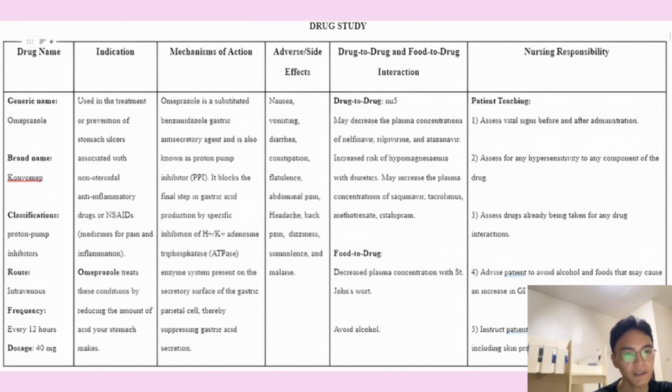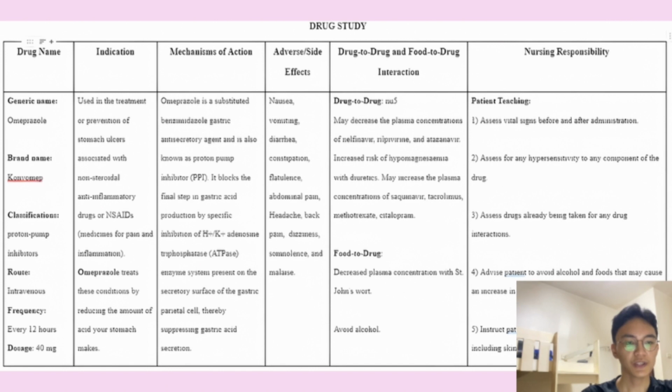So, of course, we have some side effects. We have nausea, vomiting, diarrhea, constipation, flatulence, abdominal pain, headache, back pain, dizziness, and malaise. We have the drug-to-drug interaction.